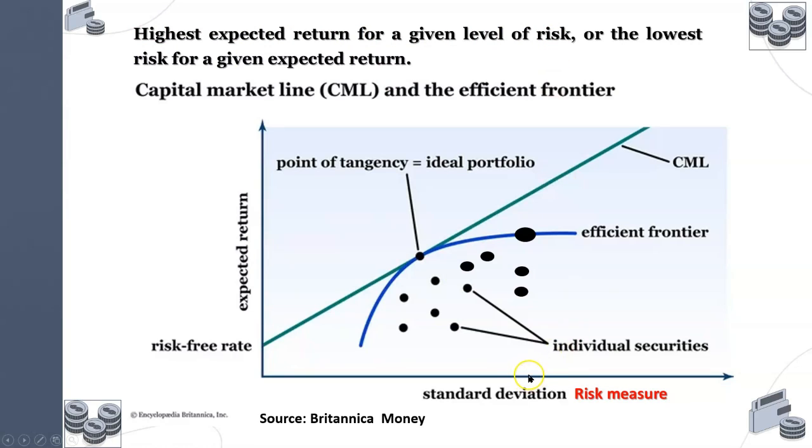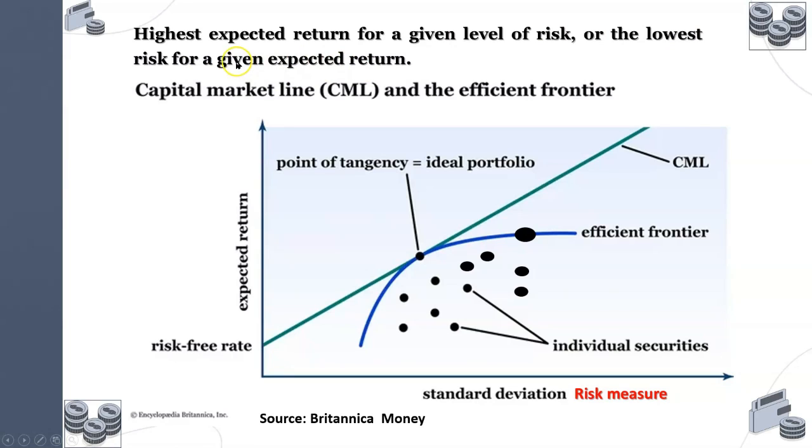Let us give this level of risk. That is a given level of risk, this one. I should aim for the highest expected return. Given this risk, I should aim for this, because this will have higher expected return than this one and this one. Or conversely, the lowest risk for a given expected return.